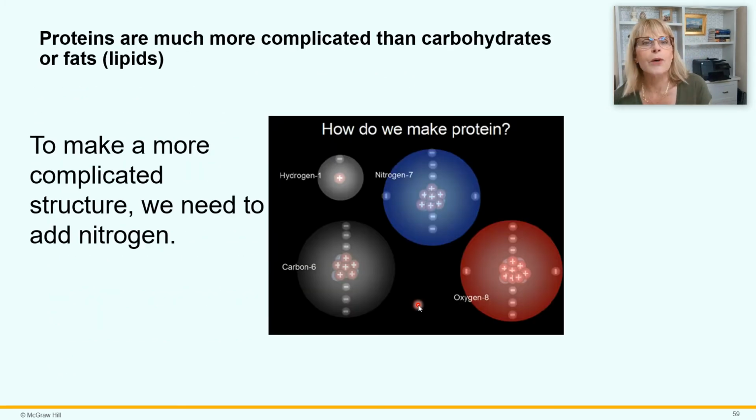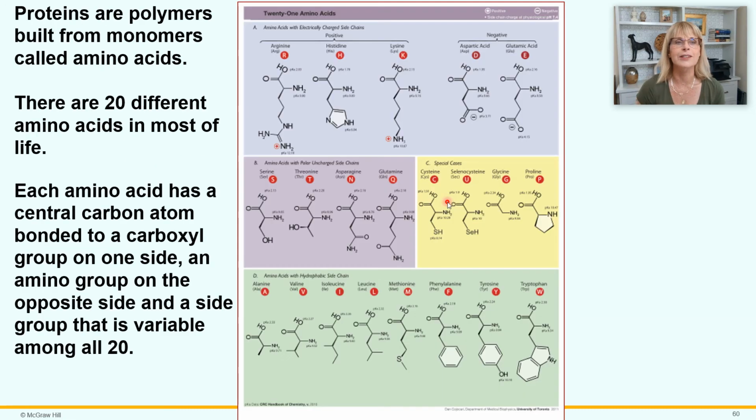Okay? So peptides are much more complicated than carbohydrates or the lipids. As much as I love phospholipids, proteins are much more cool. And so we needed nitrogen for that. So hydrogen, carbon, oxygen, and pretty much every biomolecule adds nitrogen in order to make the complexity that is an amino acid.